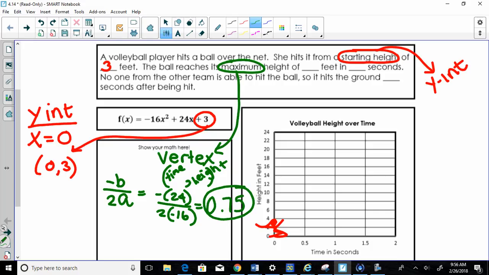So when I do that math, the x-coordinate of my vertex is 0.75. That means Alana, in 0.75 of a second, got it to its maximum height. So it looks something like that. That's your axis of symmetry. So right here, I'll put 0.75. Maybe write axis of symmetry.